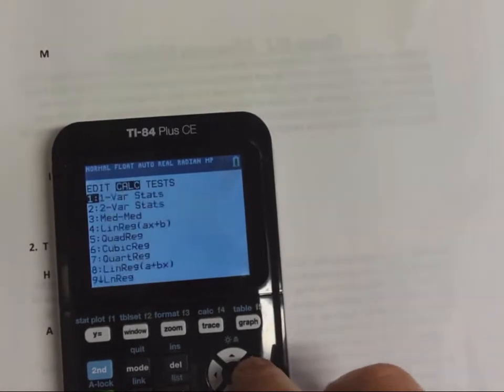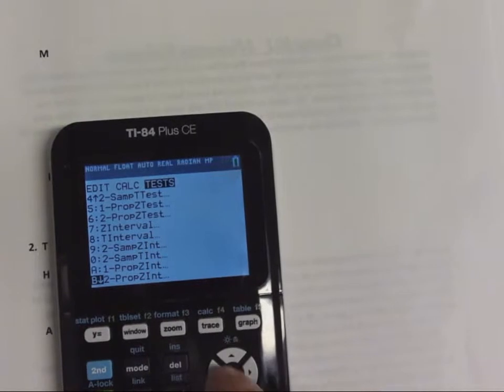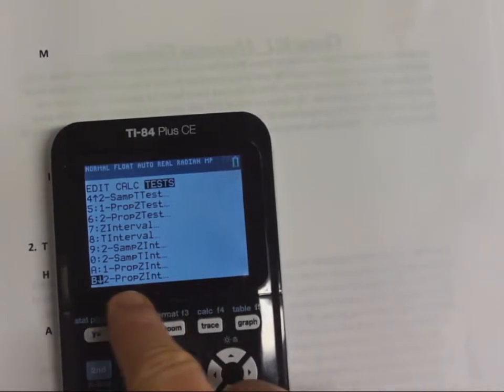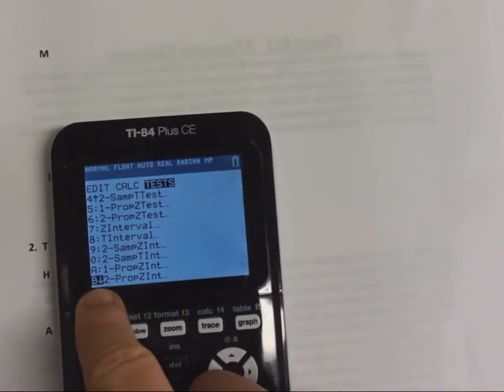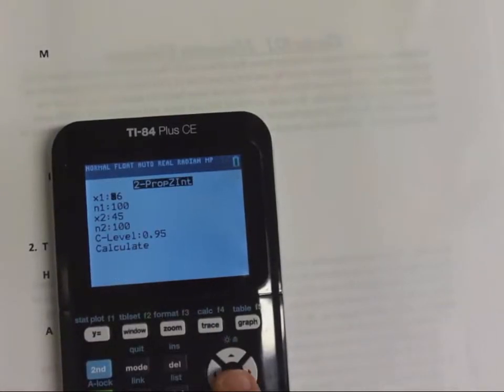So we go to stat test, and we're looking for a 2 proportion Z interval. 2 proportion Z, there it is, option B, all the way down there. So the 12th option, I do believe. And so option B, we hit enter on that.